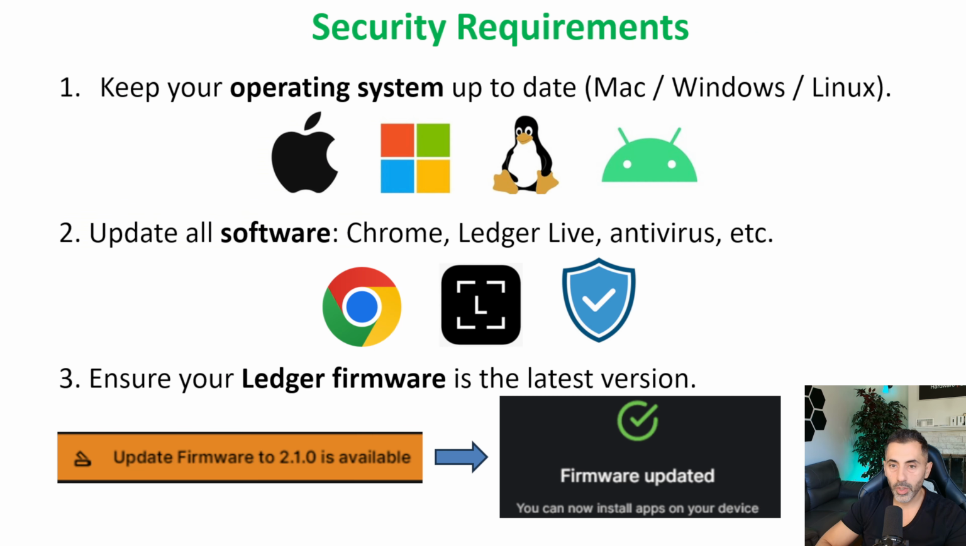There are 3 security requirements that you must follow before doing the transfers. Number 1, make sure your operating system is up to date. And if you can't update it because your hardware is too old, maybe it's time to upgrade the hardware. Number 2, update all software. In this case, specifically, we're going to be using Chrome to connect to the exchange, and the Ledger Live software to connect to your Ledger. And if you have an antivirus, make sure your virus definitions are up to date. And last but not least, ensure that your Ledger firmware is also running at the latest version.